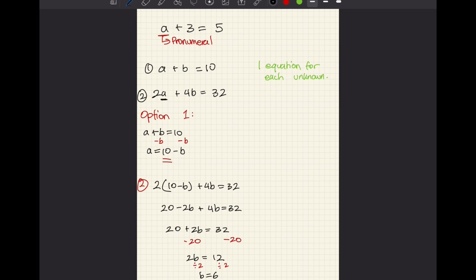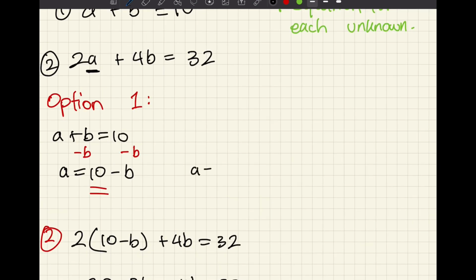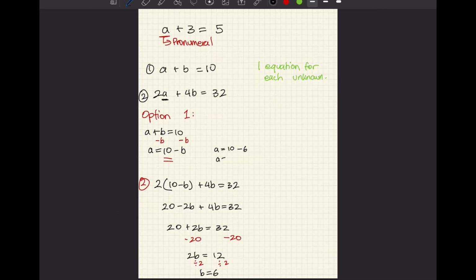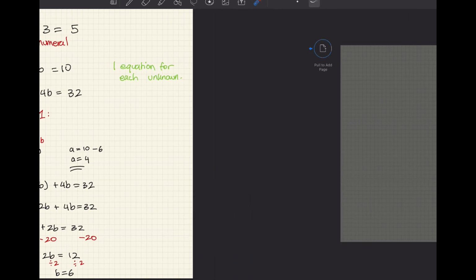Great. Now, what we have to remember is once we've solved for b, we need to go back up and substitute it. So, if b equals 6, a equals 10 minus 6, which means a equals 4. Okay, so we have to remember that once we've solved for one, we go back and solve for the other. So this is the first way we can do it. There is a second way, option 2.